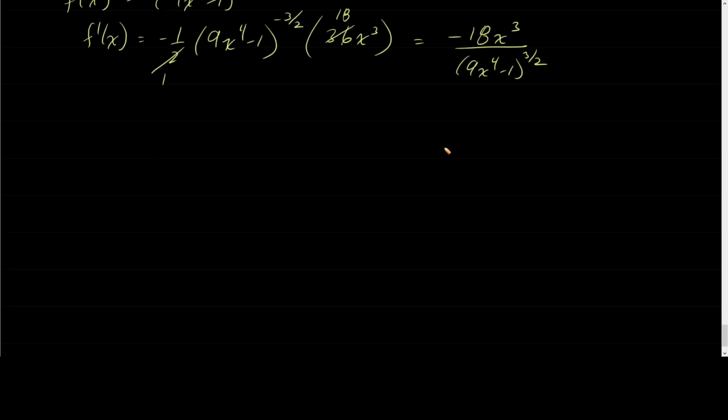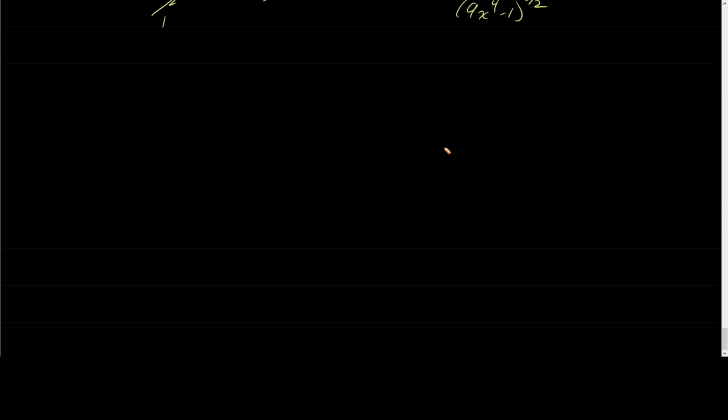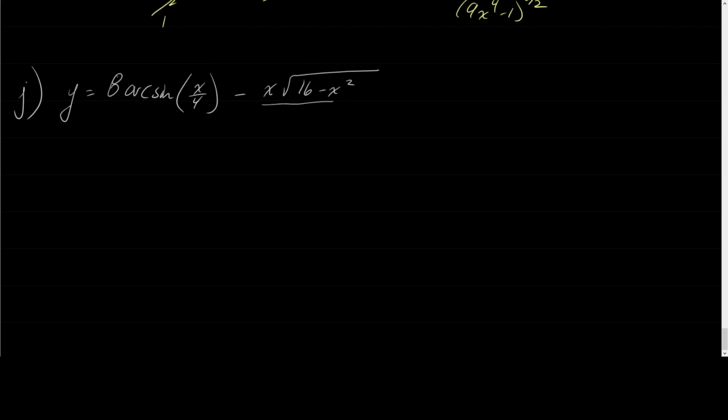All right, so I'll do just one more example before I call it an end to this section. So that was example I. So example J. Let's say I have y is equal to 8 arcsine of x over 4 minus x times the square root of 16 minus x squared over 2.